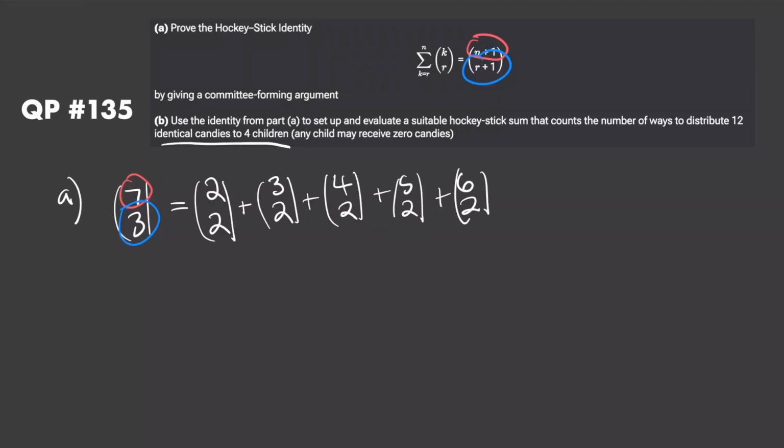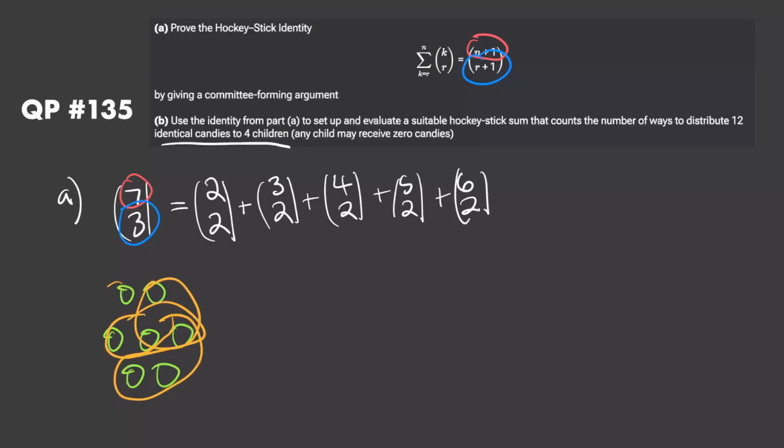Now, how does this make sense as a committee forming argument? Well, imagine I have my 7 people here represented by these circles. Is that 7? Yes, it is. So on the left-hand side, I'm counting the number of committees that I can form of 3 people. So for instance, this would be one committee, this would be one committee, maybe this one, etc.